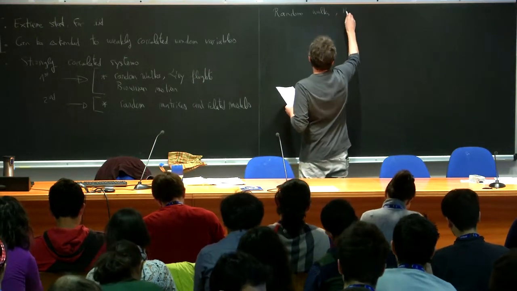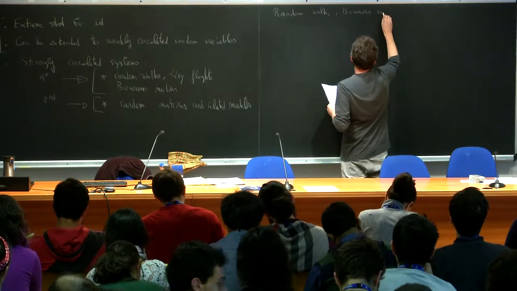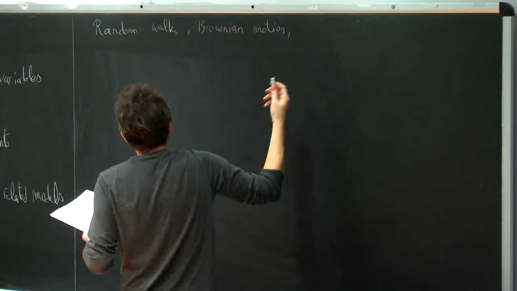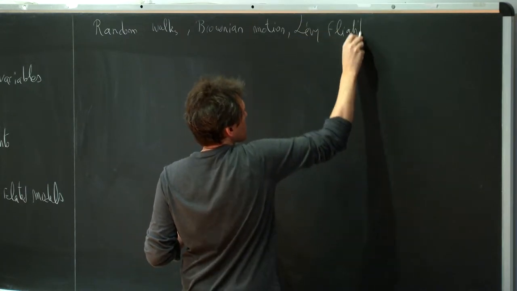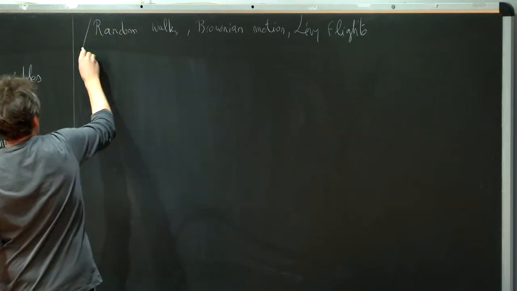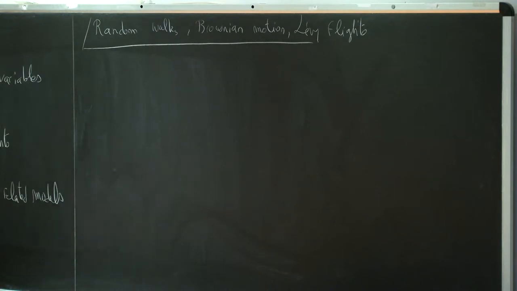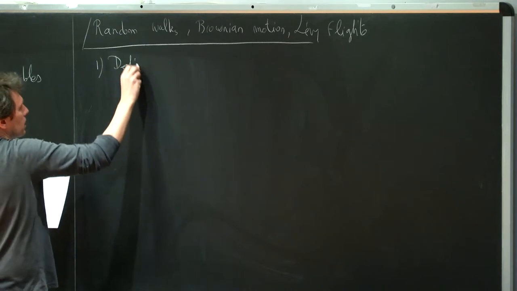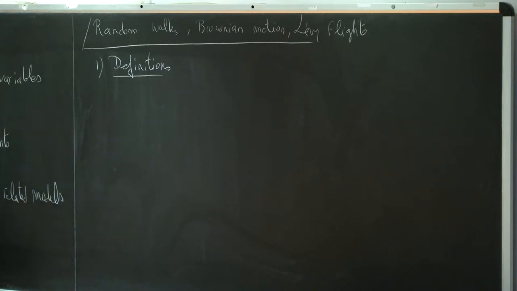So random walks, I just want to give you clear ideas and definitions about what these probabilistic objects are. I'm sure you have seen them, of course, but that will be the main topic of today. Okay. So let's start with some definitions, so that we are sure that we are all talking the same language, at least when we talk about random walks.